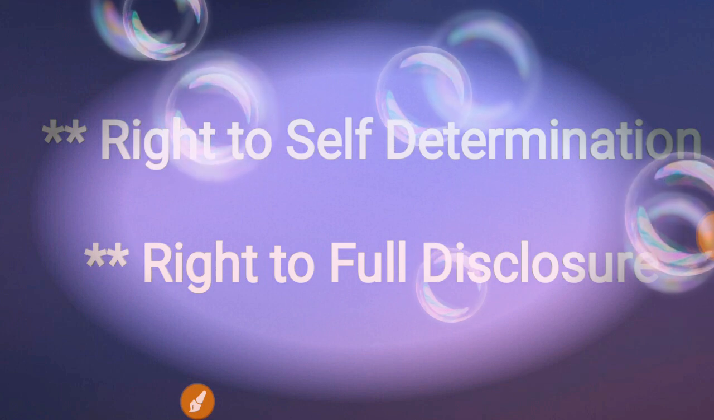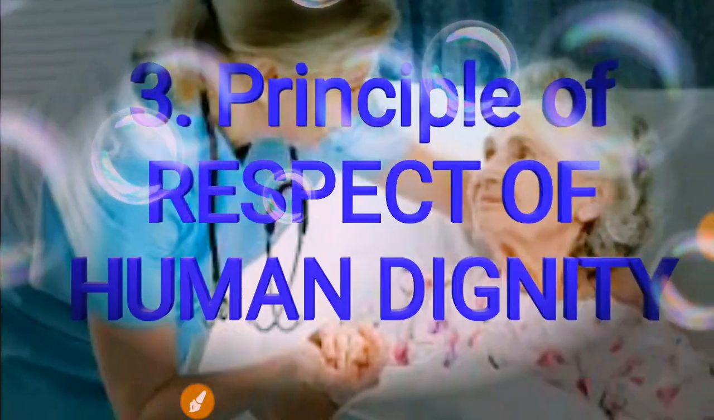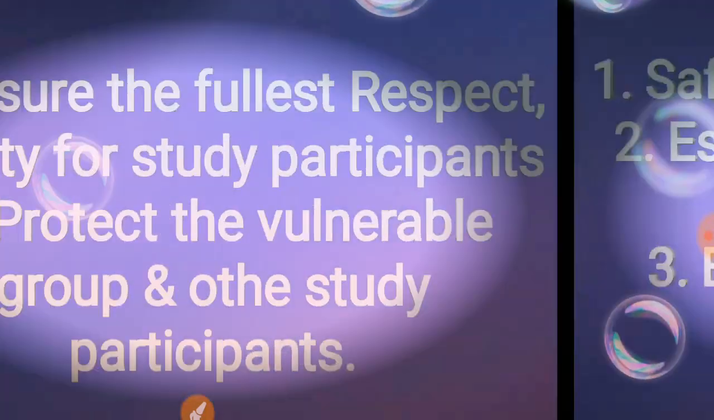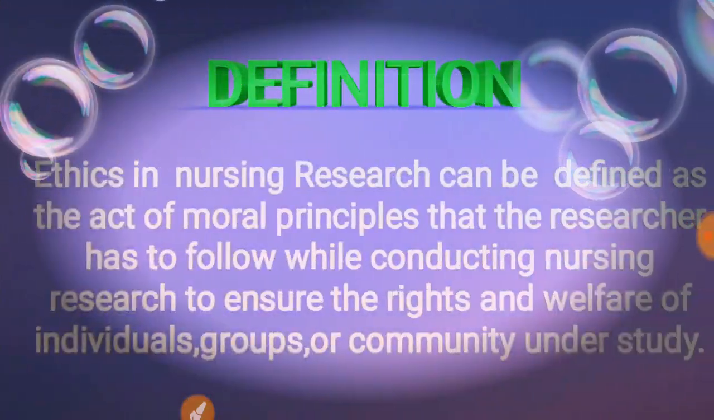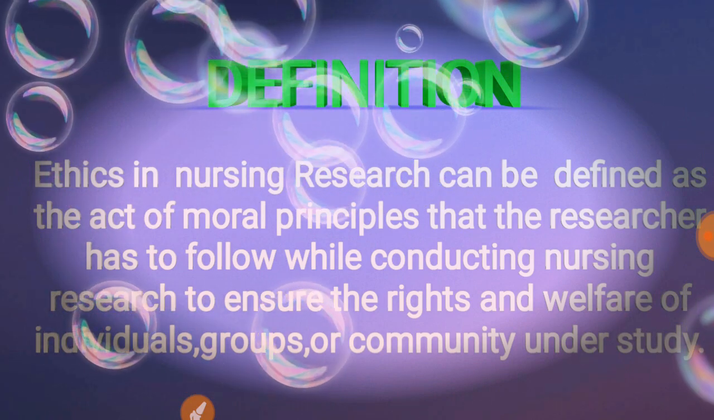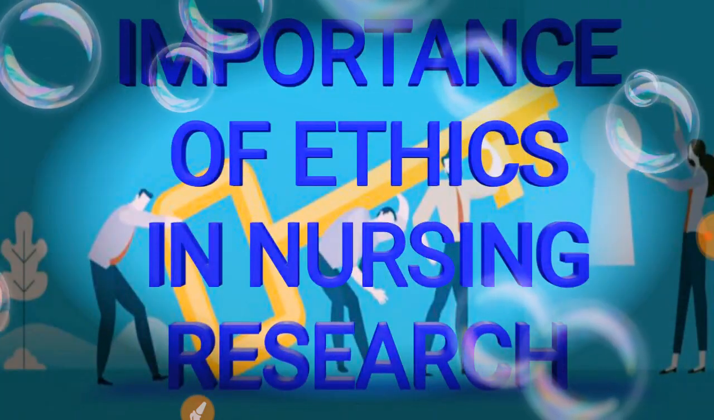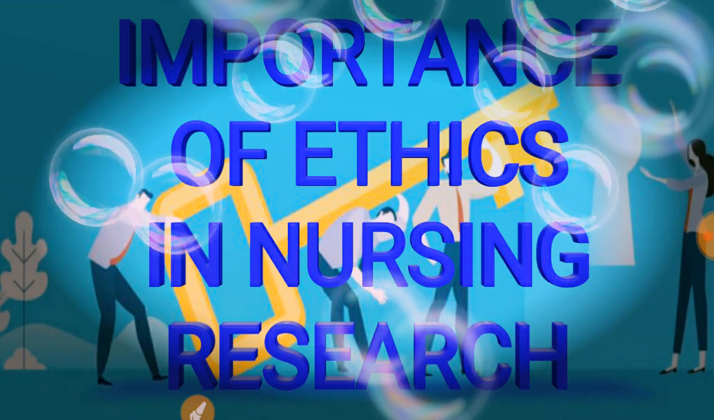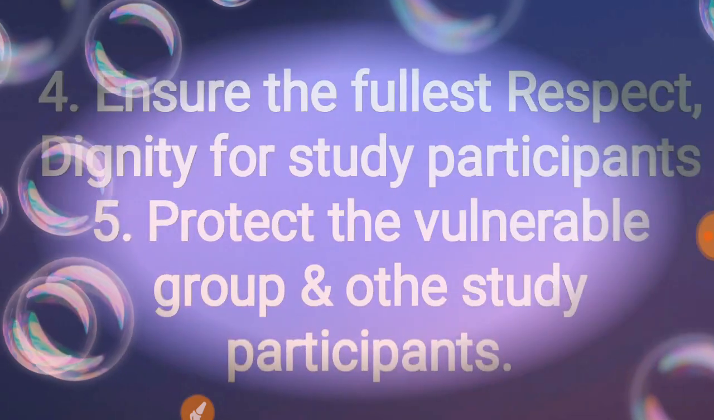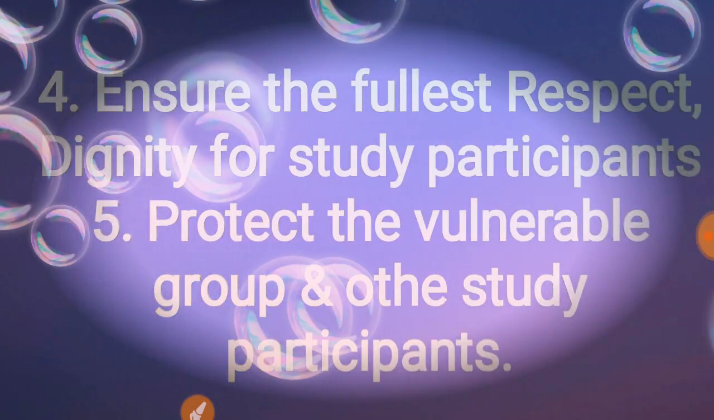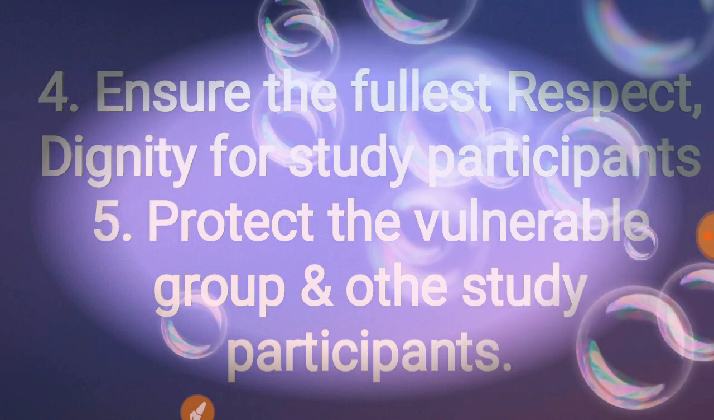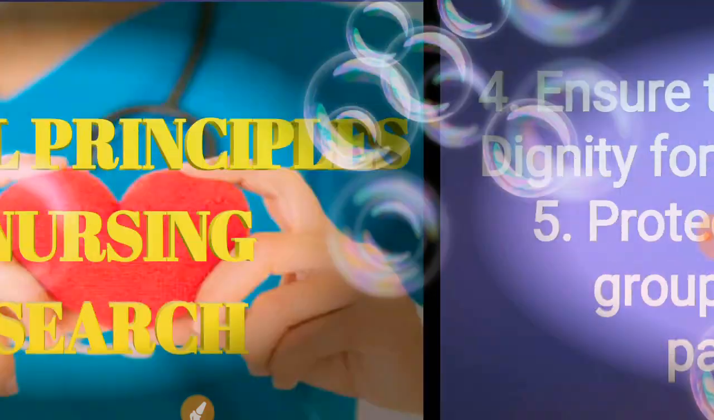So what we have discussed is the code of ethics in nursing research. What is the meaning of code of ethics in nursing research? Here it defines the moral values to ensure the welfare of not only groups but also individuals and families. And we have discussed the importance of ethics in nursing, like safeguarding, establishing, building capabilities, ensuring facilities, and the fullest respect and dignity must be provided by the researcher, and protecting the vulnerable groups.